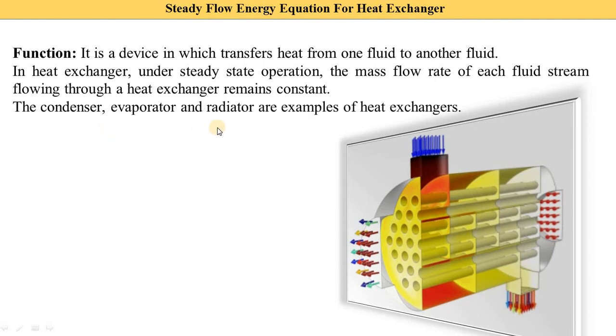The condenser, evaporator and radiator are examples of the heat exchanger. So we derive these three equations: first for the condenser, then the evaporator and the radiator. All these are types of heat exchangers, but each type has a different name. Condenser takes its name from condensation, a process in which vapor is converted into liquid. Evaporator takes its name from evaporation, where inside the evaporator the liquid is converted into vapor. The name is given according to that.